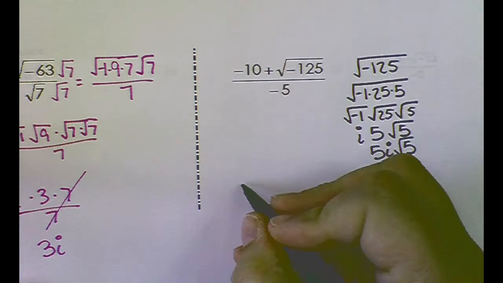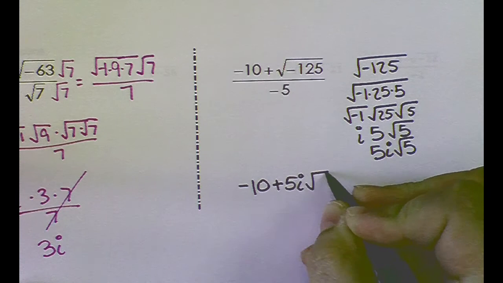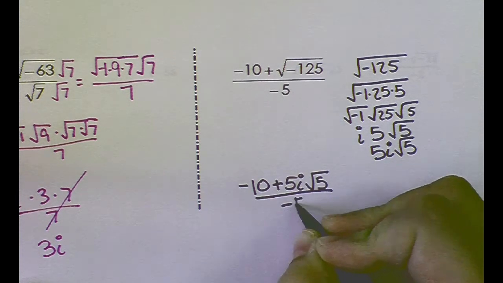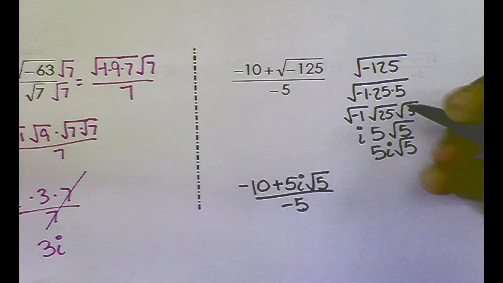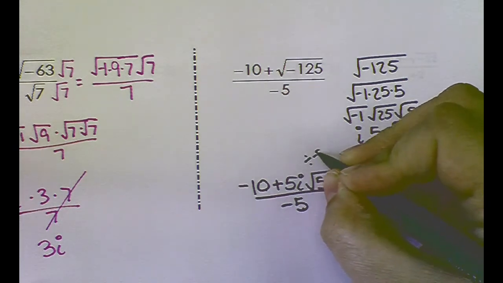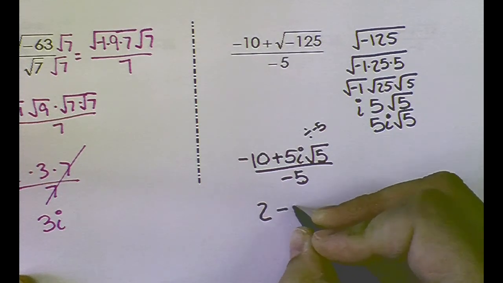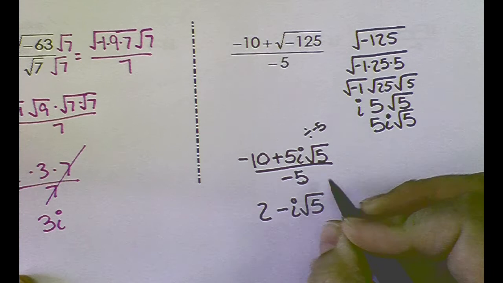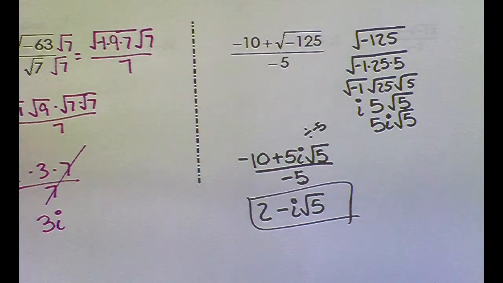So we'll rewrite our original problem. -10 plus 5i square root 5 over -5. Well, now, just like with quadratic formula, all three of these pieces can be divided by -5. So I get +2 minus 1i square root 5 over +1. There's my final answer, 2 minus i square root 5.